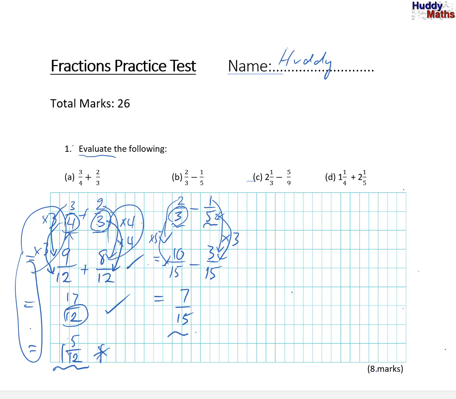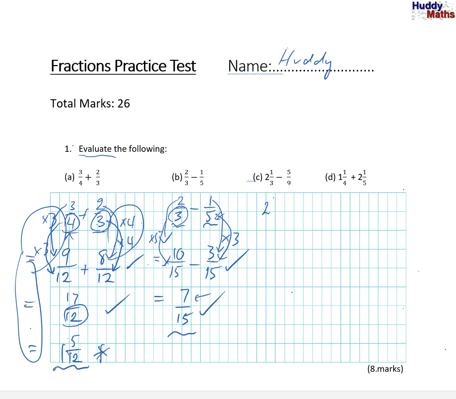And on this one, no further work to do because the 7 is less than 15, so you haven't got any whole units hidden in there, if you like. So there's 1 mark for changing them to the common denominator and 1 for the final answer. So I hope you're getting some marks here. All right, let's look at the next one. I see a difference here. What's this 2 and 1/3 business going on there?